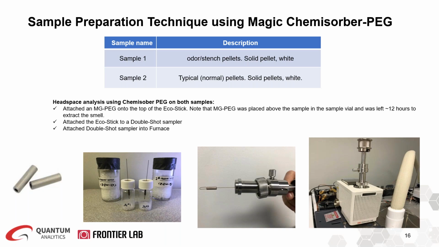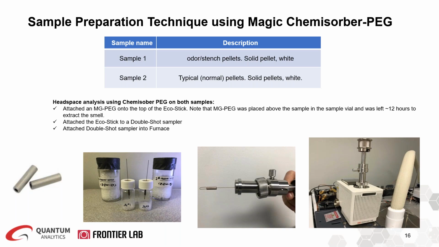So back to my sample preparation. First of all, I attach the MGPEG onto the top of the Eco-Stick and place it above the samples in the sample vial as shown in the picture. They were left for about 12 hours to extract all the smell.